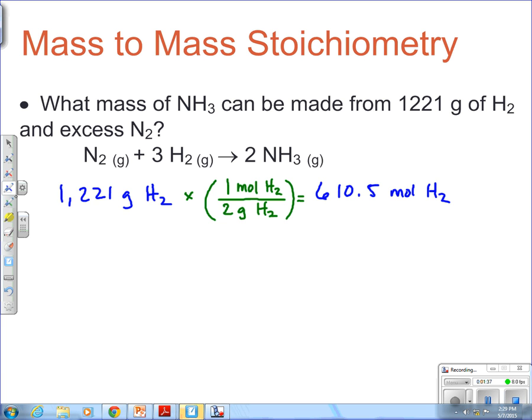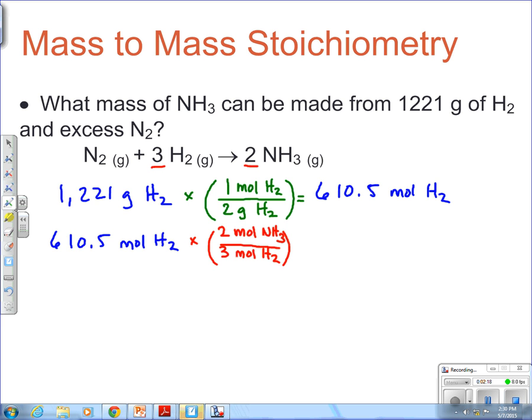Now I can use the mole ratio, and I can use this 610.5 moles of hydrogen to figure out, using the mole ratio, how many moles of ammonia I could make. Now the mole ratio that I'm interested in is what I want, which is 2 moles of ammonia for every 3 moles of hydrogen, which is what I had. In this second step, the coefficients from the balanced equation should be used as that mole ratio. So I put what I want, 2 moles of NH3, over what I had, which is 3 moles of H2.